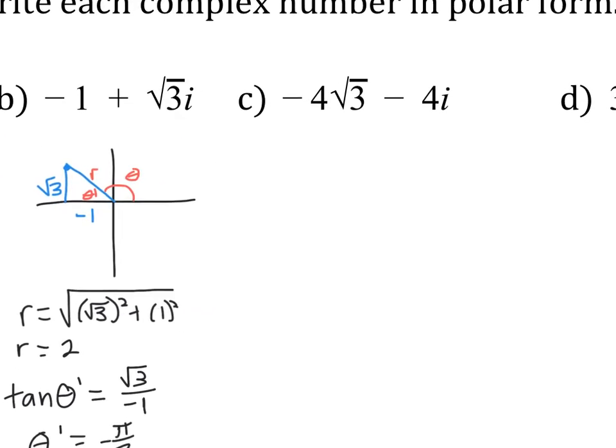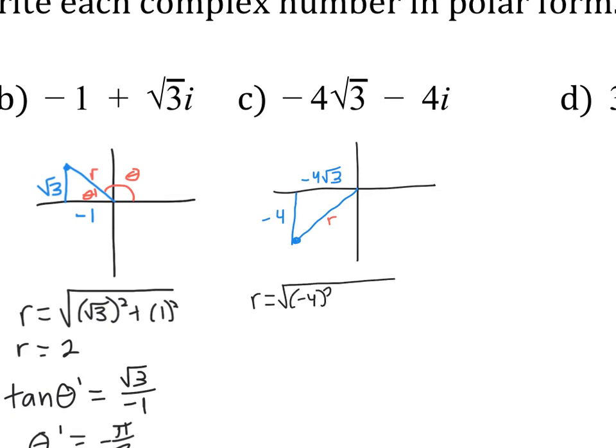Okay, let's now try part C. So here for part C, we have a negative a value and a negative b value. So we are down here in quadrant 3. So this is -4 root 3, and this is -4. Let's find r, which is the modulus. So -4 squared plus -4 root 3 squared. So here we get the square root of 64, which is 8.